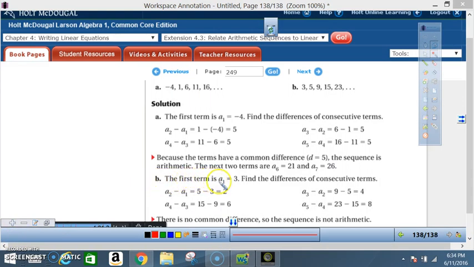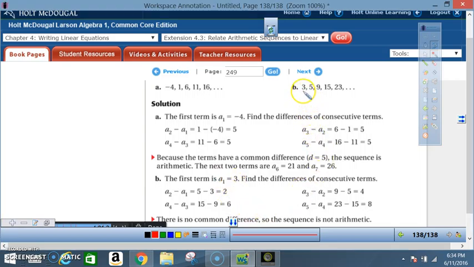Okay, for B, the first term, a1, is 3. That's our a1, then a2, a3, a4, and a5. Let's find the differences of consecutive terms. a2, 5, minus a1, 3, is 2. Next, a3, 9, minus a2, 5, is 4. a4 is 15, minus a3, 9, is 6. Then a5 minus a4: 23 minus 15 is 8. As you can see, there is no common difference, so the sequence is not arithmetic. Sometimes they pronounce the word arithmetic differently.